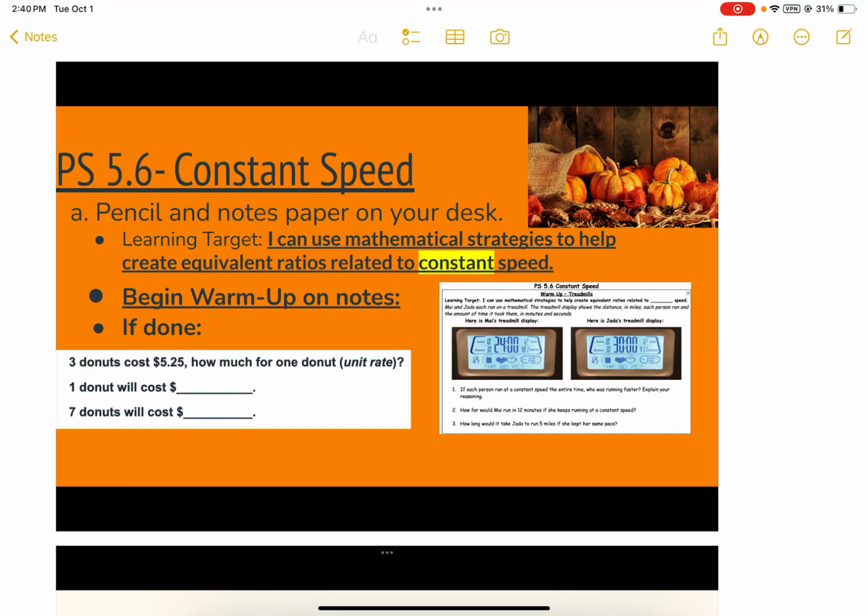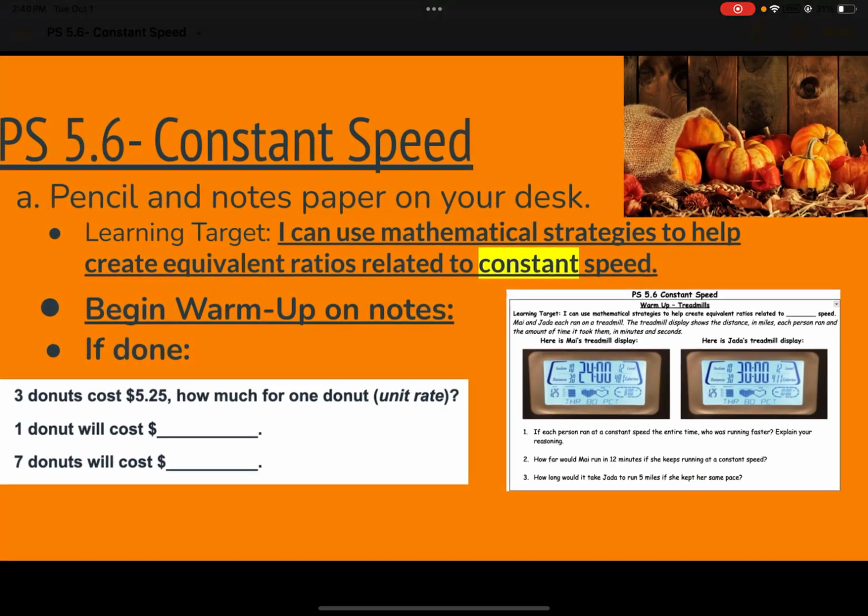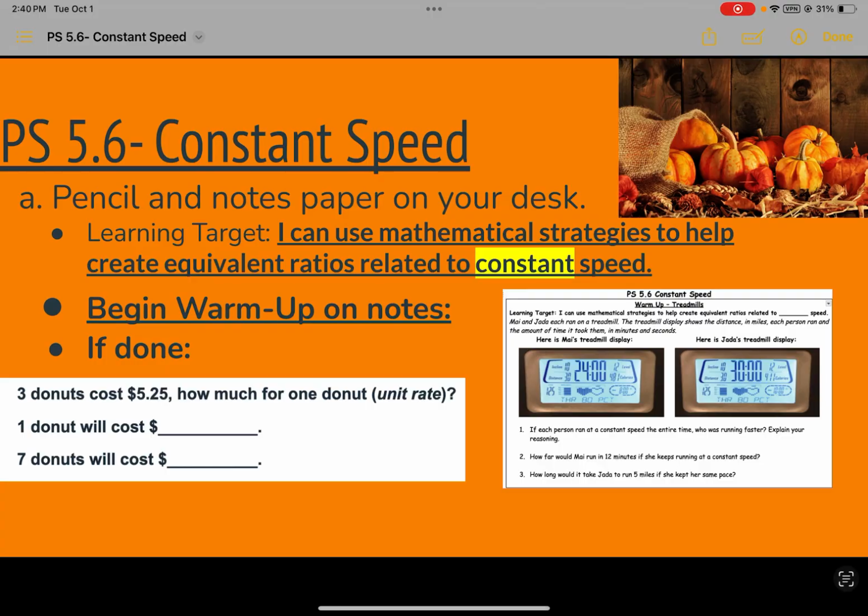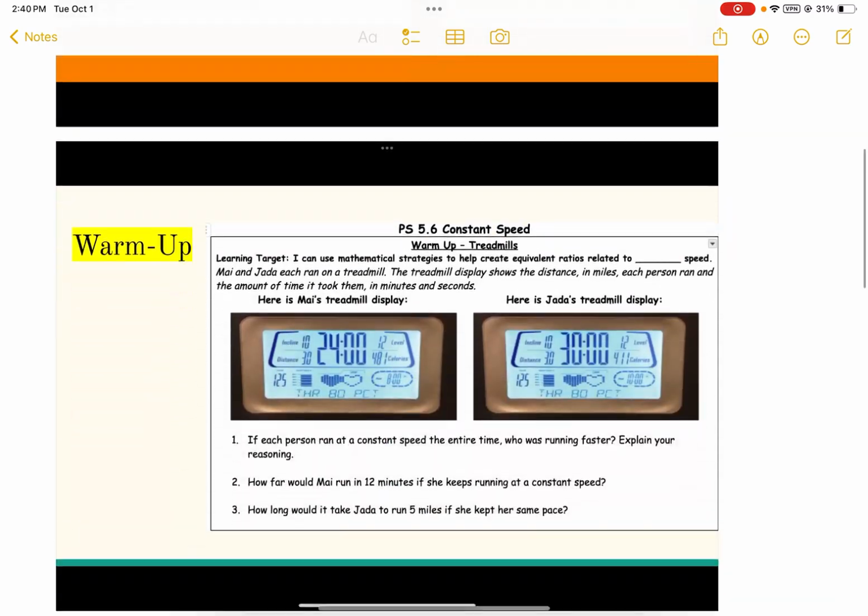This video is going over Priority Standard 5.6, which is talking about constant speed. Make sure you fill in your learning target for today. I can use mathematical strategies to help create equivalent ratios, so equivalent ratios related to constant speed. So that's what we're working on today. So finish your warm-up if you didn't finish it in class or if you weren't here.